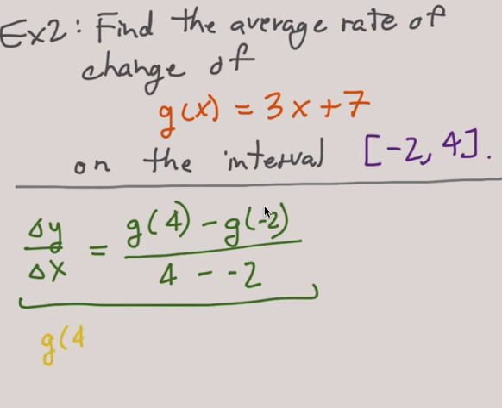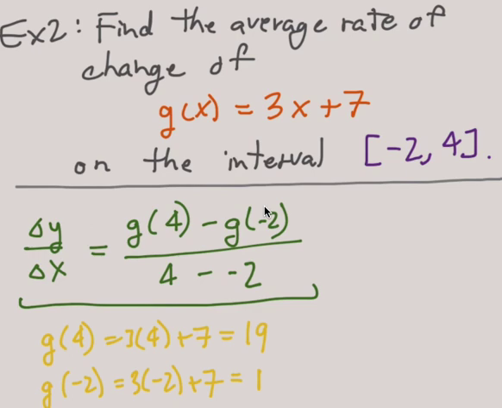So g of 4 would be 3 times 4 plus 7. 3 times 4 is 12, and 12 plus 7 is 19. Find g of negative 2, which should be 3 times negative 2 plus 7. 3 times negative 2 is negative 6, and negative 6 plus 7 is going to give me a positive 1.